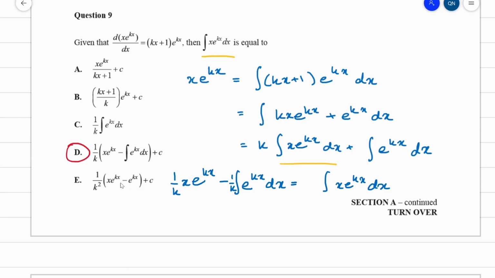E does not look correct, I believe, because we have a k squared x e to the kx. We only want a 1 over k x e to the kx. And B wouldn't be correct either. If you just expand that out, I believe you shouldn't get the same thing.